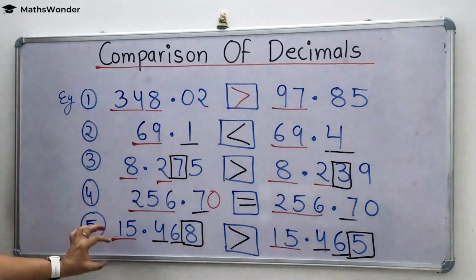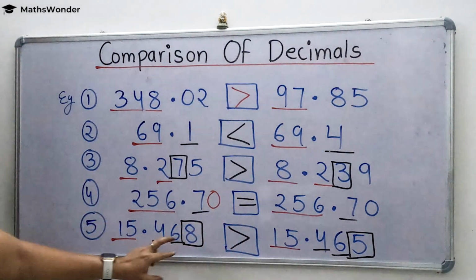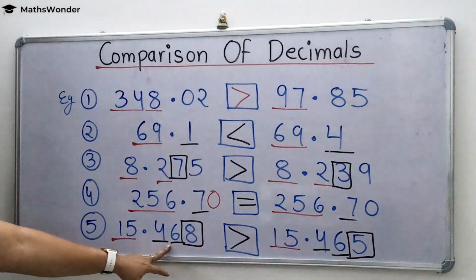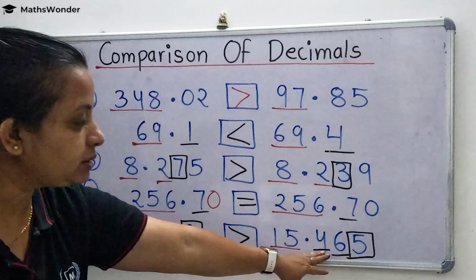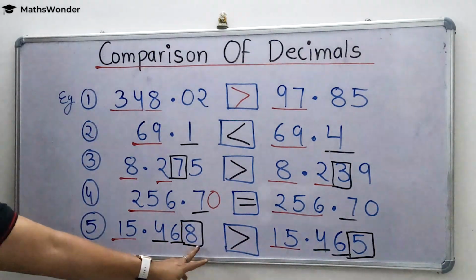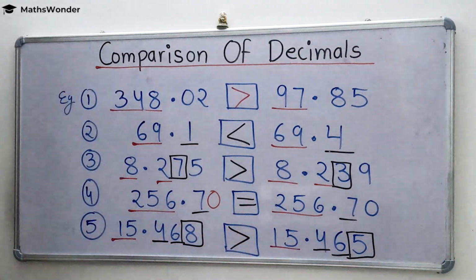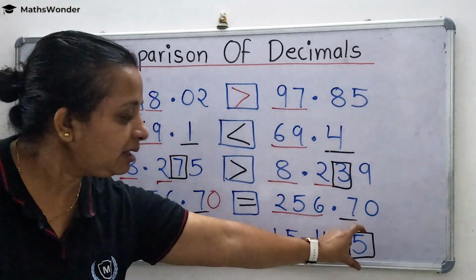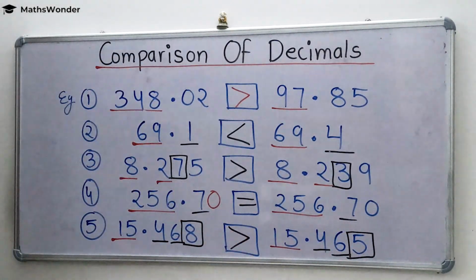Now the fifth: check the whole part, then the tenths place. If the tenths place is also the same, then move to the hundredths place. This is also the same. Now move to the thousandths place. Now we got two different numbers, 8 and 5. So of course 8 is greater than 5. So this decimal number is greater than the other number. Understood the concept?